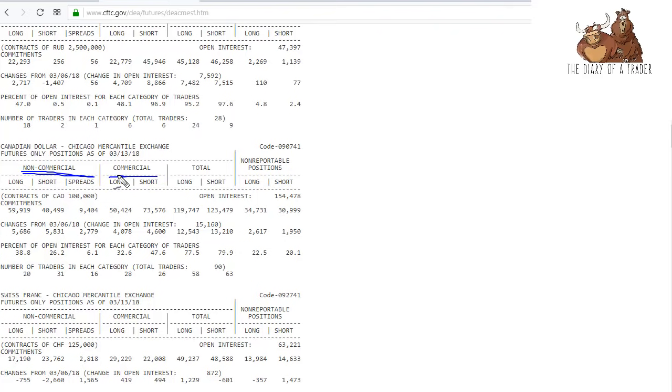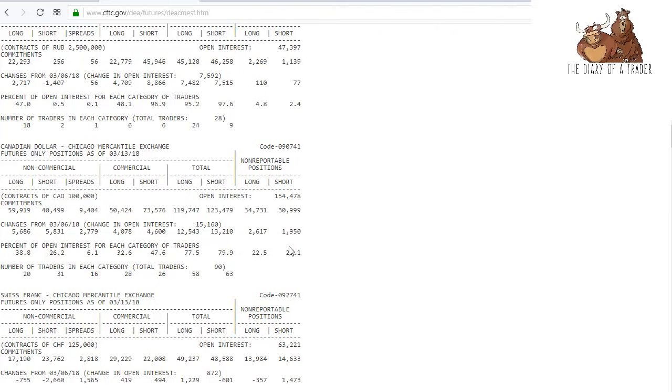Non-commercial, commercial hedgers, read hedgers here, and non-reportable. So there are varying levels. Commercial tends to be a little bit more stable. It gives you an idea, like in this case, Canadian dollar, who is where. The non-reportable tends to be a little messier than the commercial. The non-commercial can be speculators as well.